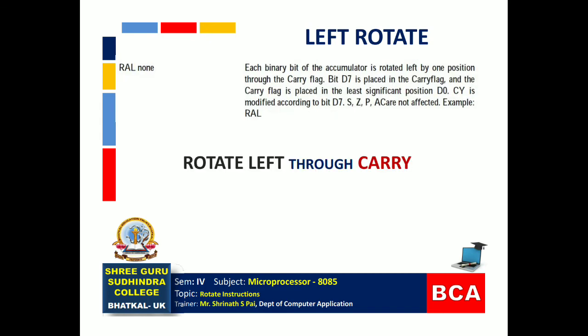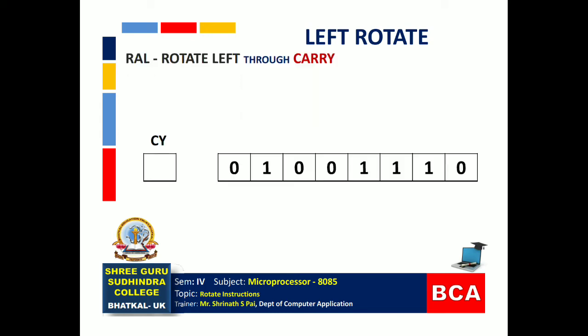Now the second instruction, RAL, stands for rotate accumulator towards left side through carry. Now let us take the same example. I'll take number 78, converted in binary format. The number is stored in accumulator. We are shifting it towards left side by one position.